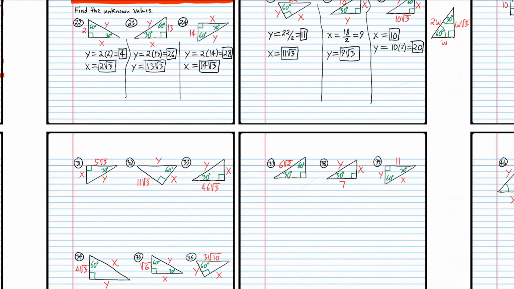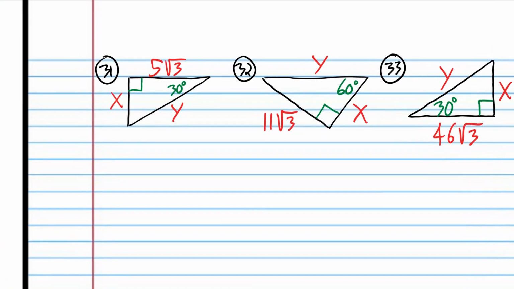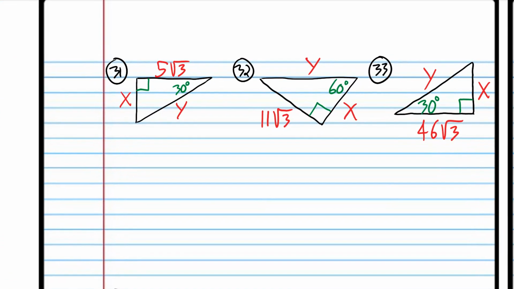All right, so let's do one more of these problems before you try one on your own. Again, we have the side opposite 60 degrees. Again, we know this angle is 60 because we're just using the angle sum theorem. So this is w root 3.